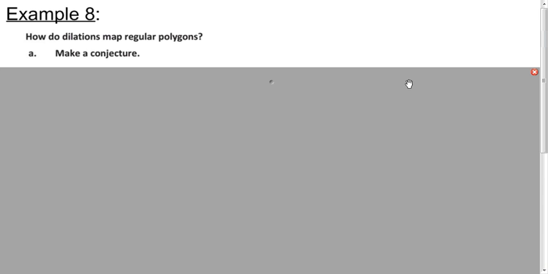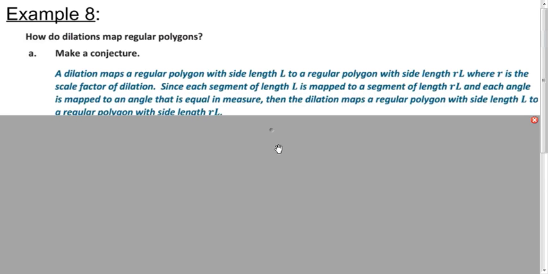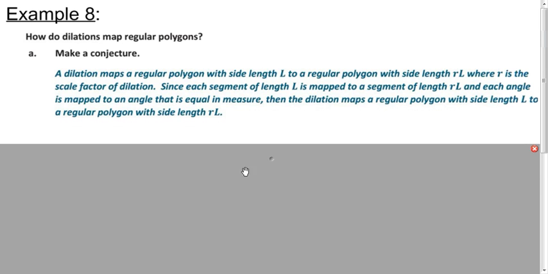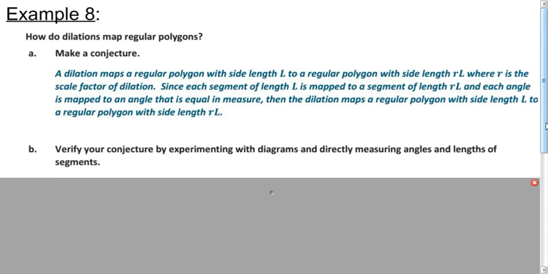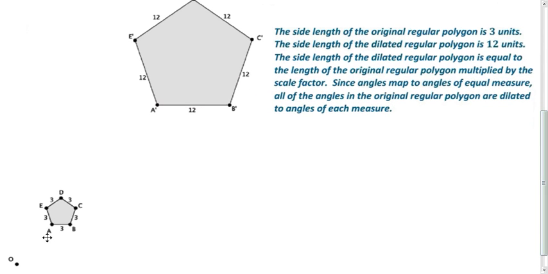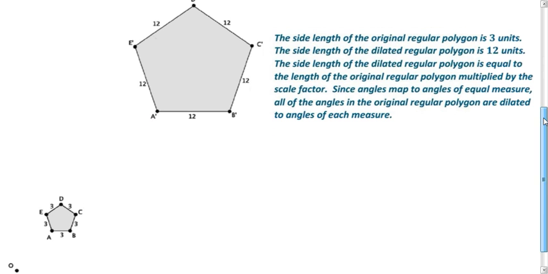And what do we get when we map regular polygons? We should get another regular polygon, and all the lengths should be proportional to the lengths in the original. And so if we do a little experiment, here we have a pentagon. There's our center of dilation down there. And all those lengths are proportional like we wanted, and all the angles are equal in measure. All the corresponding angles are equal in measure.